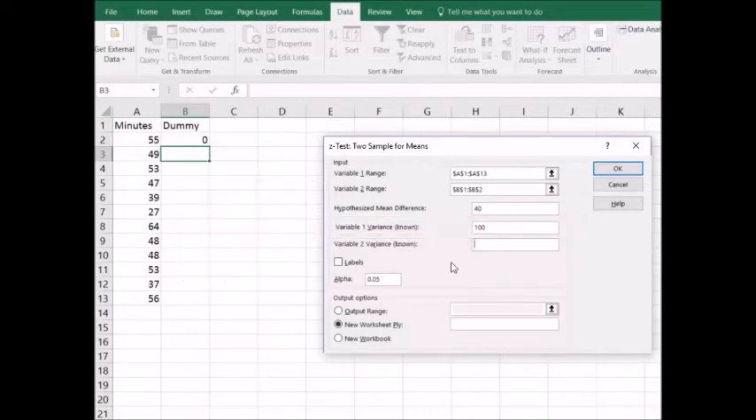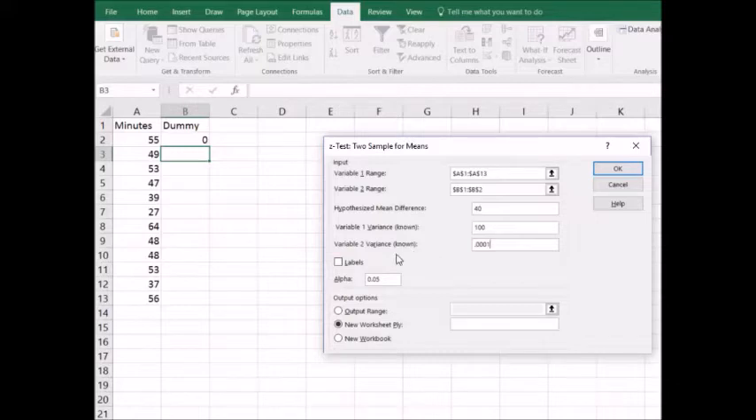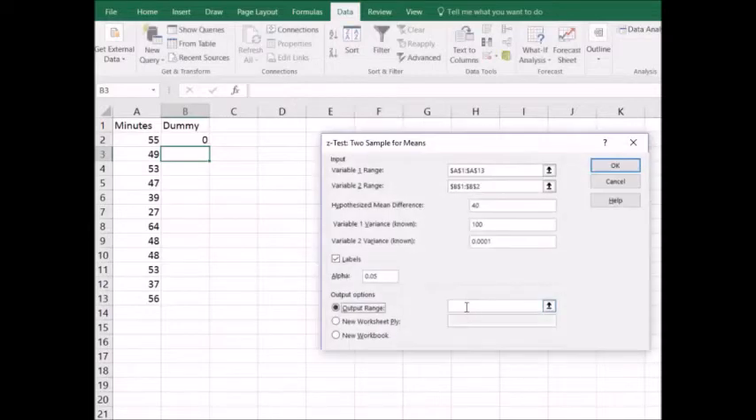Remember that we are adapting a two-sample test to a one-sample test. We don't have a second variable's variance, but we cannot enter a 0 because Excel will not allow that. So we're going to enter a value as close to 0 as we can so that it won't affect our final results. I click to select Labels. My alpha is 0.05. I'll have my output in this tab, and now I'm ready to click OK.